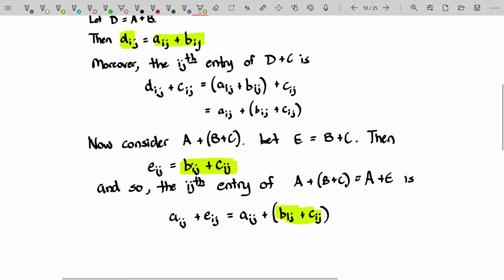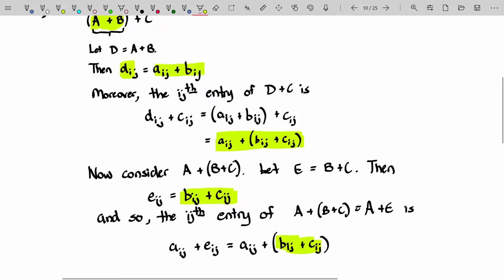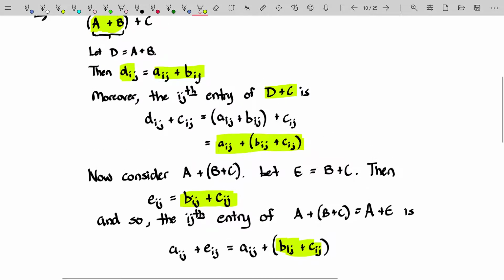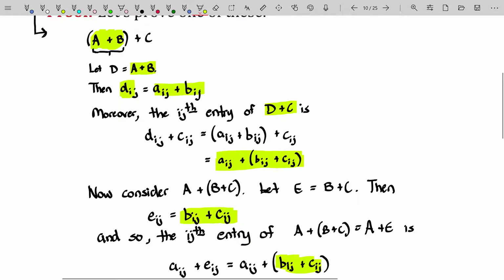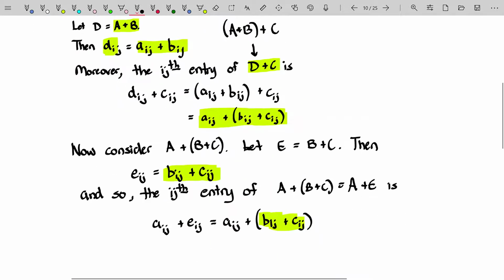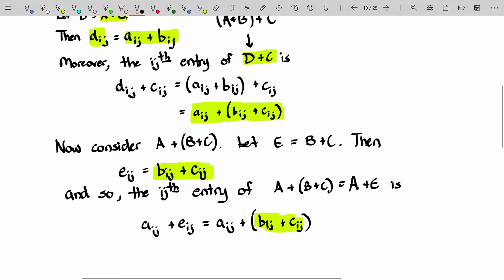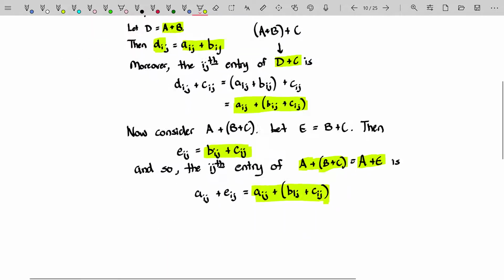And note where we've arrived. The ijth entry of D plus C, which is the same thing as the quantity A plus B plus C, I should have written that down there, is the same thing as the ijth entry of A plus E, which is A plus the quantity B plus C. I'll write that down.